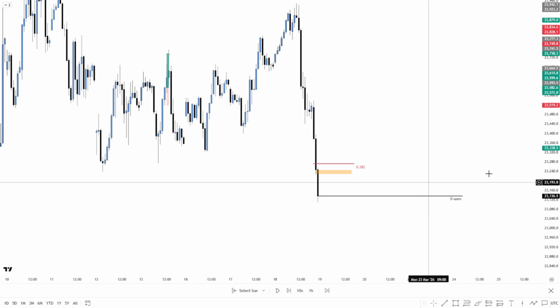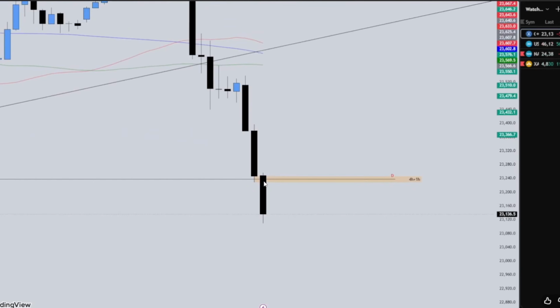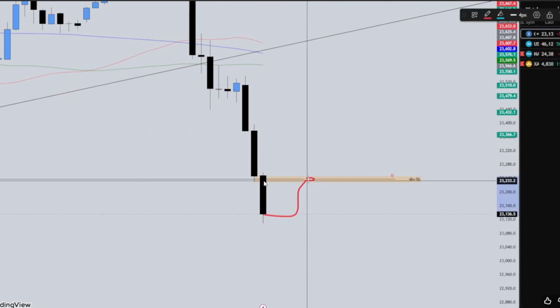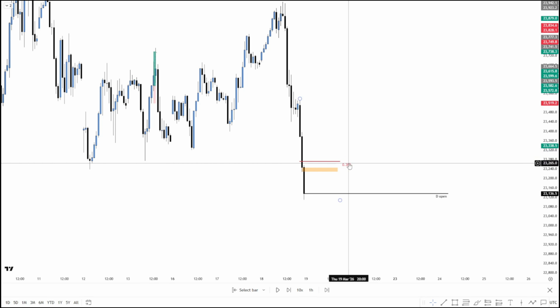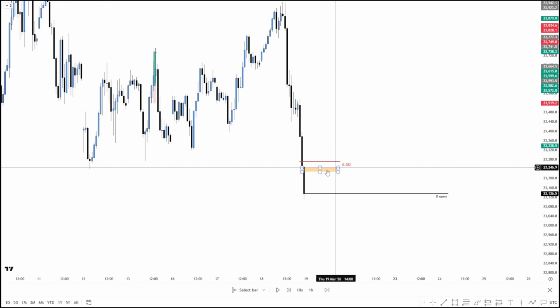Let me just show you the video. As you can see, this is the same level. So let me play it. Open, tap into this level and go lower. Okay, so this is the same exact level. Let's go back to the chart. And as you can see, this 382 level is not lining up with this POI.